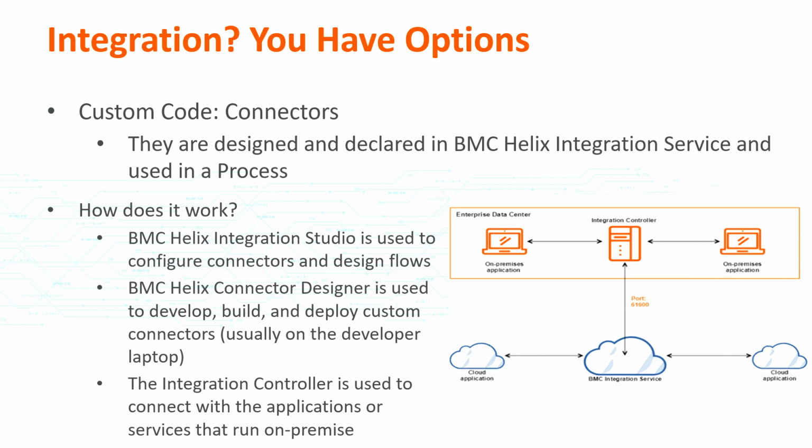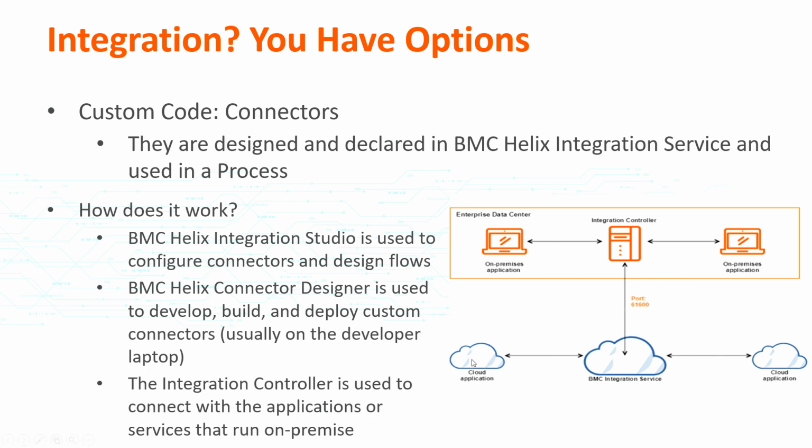So now let's talk about custom code. The main solution is to use connectors. What are connectors? The difference between connectors and, for example, a custom REST API or a custom view component is that a connector is actually a piece of code. It's actually a Docker container that is installed inside an integration controller, which is not installed inside the BMC Helix platform.